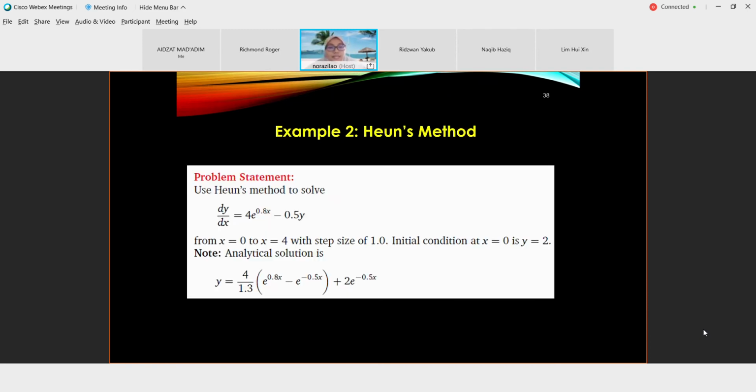Okay, now let's see example number 2, Heun method. We can use the Heun method.